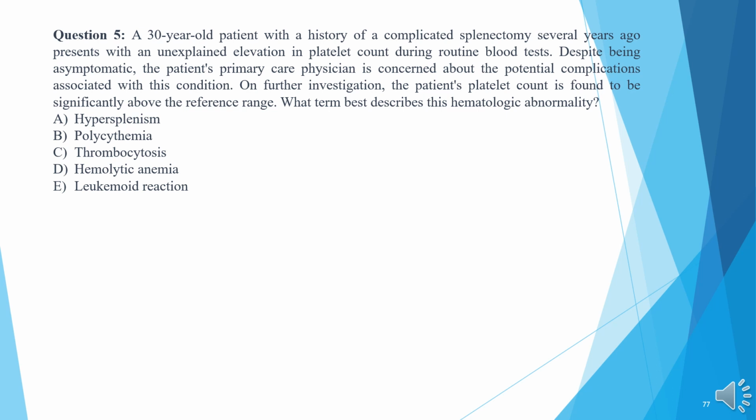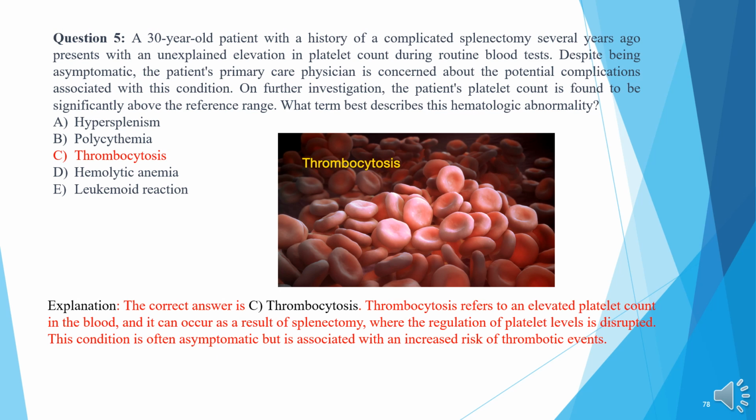in platelet count during routine blood tests. Despite being asymptomatic, the patient's primary care physician is concerned about the potential complications associated with this condition. On further investigation, the patient's platelet count is found to be significantly above the reference range. What term best describes this hematologic abnormality? A. Hypersplenism. B. Polycythemia. C. Thrombocytosis. D. Hemolytic anemia. E. Leukemoid reaction. The answer is C.